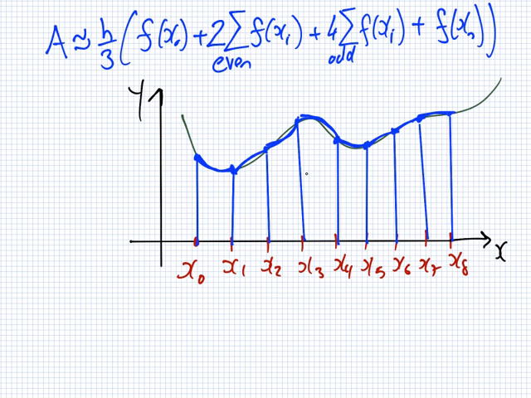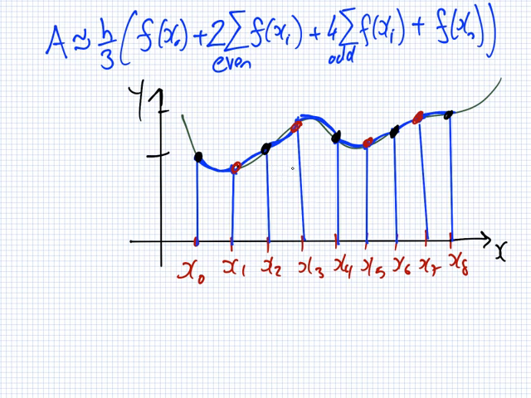Do you understand? So what do I mean by even and odd? Well, f(x0) is the first height, obviously, and f(xn) is the last height, obviously. The even ones are these heights, x2, x4, x6, and x8. And the odd ones are these heights, x1, x3, x5, and x7 then.